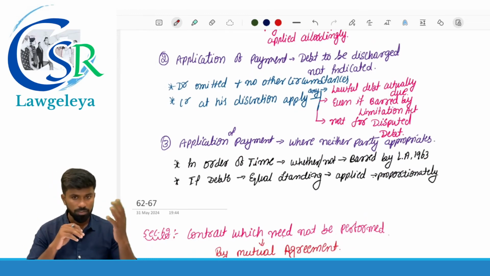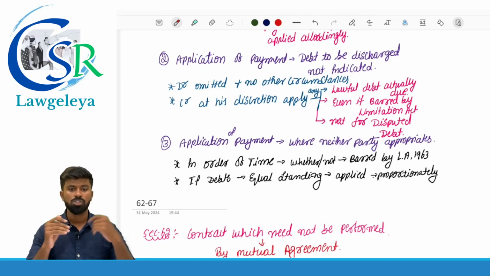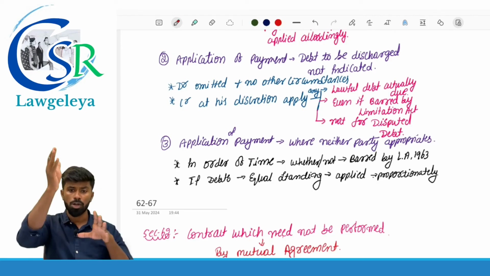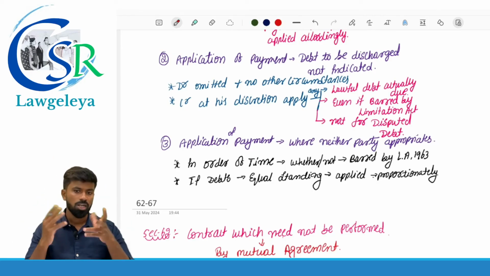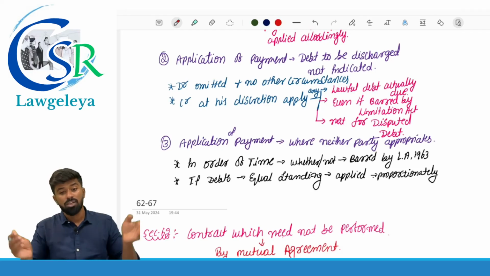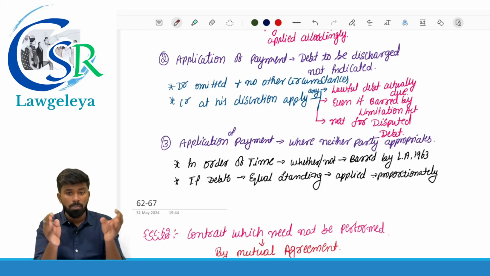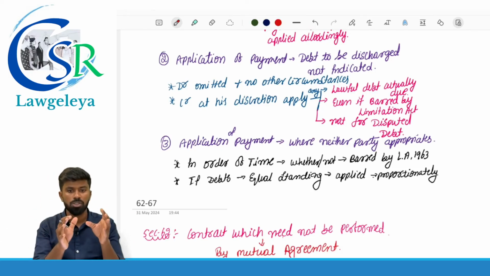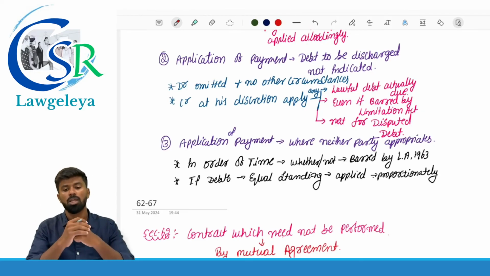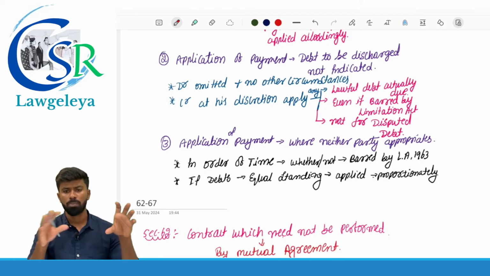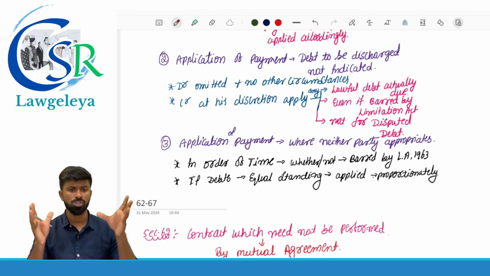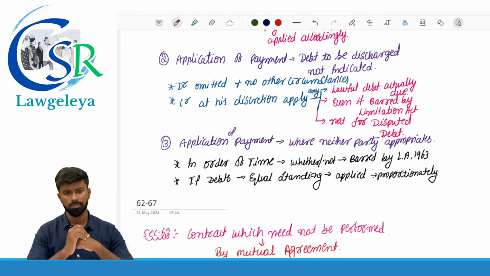Next one, application of payment where neither party appropriates, where debtor fails to indicate as well as creditor fails to indicate. In that scenario, the debt has to be applied in the order of time, first in, first out, and whether it is time barred or not. And where the debts are of equal standing, means two debts are borrowed on the same date, in that scenario, it has to be applied proportionately, on a pro rata basis, where we have discussed many questions for this. Clear, right?